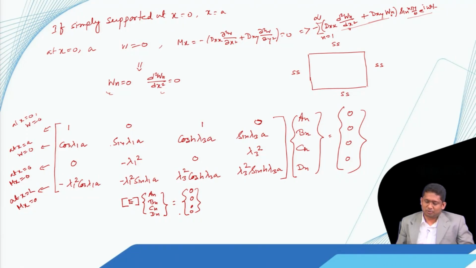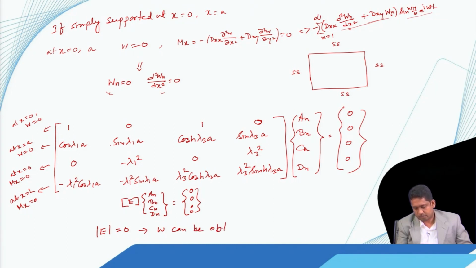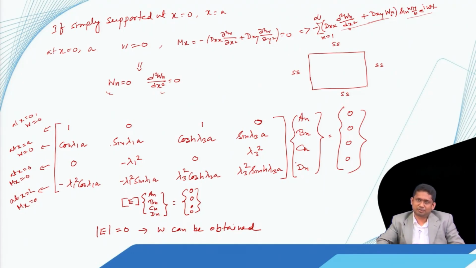And then again the same argument goes: An, Bn, Cn, Dn cannot be 0 if I want a non-trivial solution. So for that, the determinant of E has to be 0, and E is a function of omega only, from which omega can be obtained. And then from that omega, An, Bn, Cn, Dn can be obtained, which gives us the mode shapes. In this kind of solution An, Bn, Cn, Dn can have many solutions, so we should get them as a ratio, and then they can be normalized if we want.